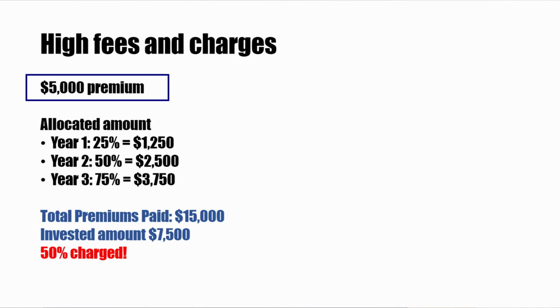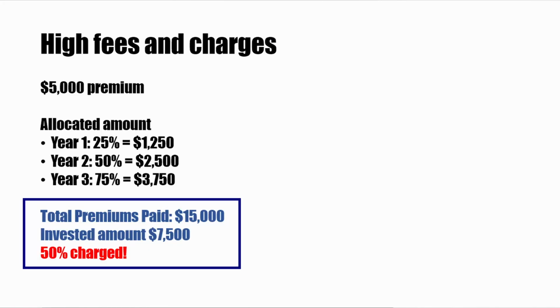Because, for example, if your premium is $5,000 per year, and for the first 3 years, your allocation rate is only 25%, 50%, and 75%, that will mean that you have paid a total of $15,000 worth of premium, but only $7,500 is invested into the unit trust. What it means is that for the first 3 years, you are literally being charged 50% to buy into this investment-linked policy. So to me, it's a little bit high because if you were to buy into any unit trust, the maximum sales charge that they are allowed to charge you is around 5% only. So that's easily like 10 times the sales charge.